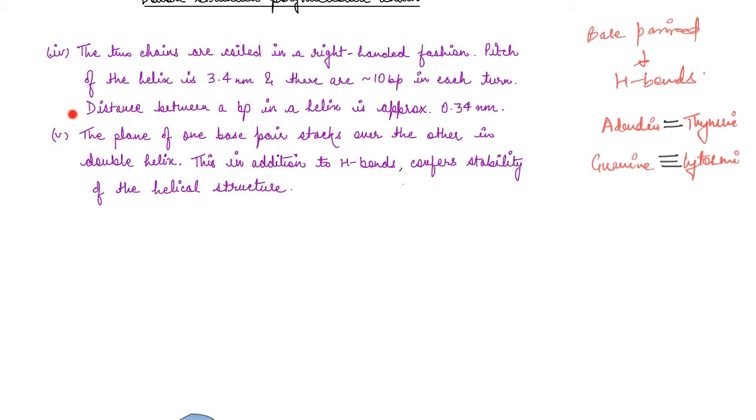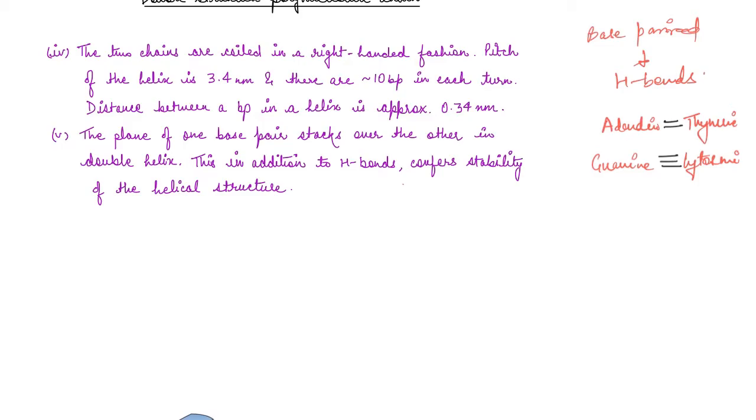So the distance between one base pair in a helix is approximately 0.34 nanometer. So the DNA helix is right-handed, right? Then the length of one helix, one turn is 3.4 nanometer, and there are around 10 base pairs. So the distance between two base pairs is around 0.34 nanometer. This is the fourth feature.